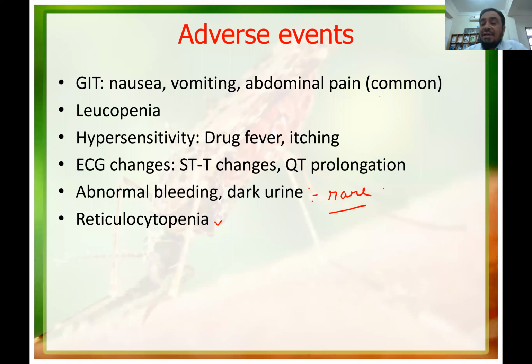So you can see over here the adverse effects of the artemisinin compounds. They are less severe than that of quinine. Quinine can cause hypoglycemia, it can cause hypotension, it can cause cinchonism, it is toxic, it can cause cardiotoxicity, right? That is why you prefer artemisinin compounds for the treatment of falciparum malaria as well as severe falciparum malaria.